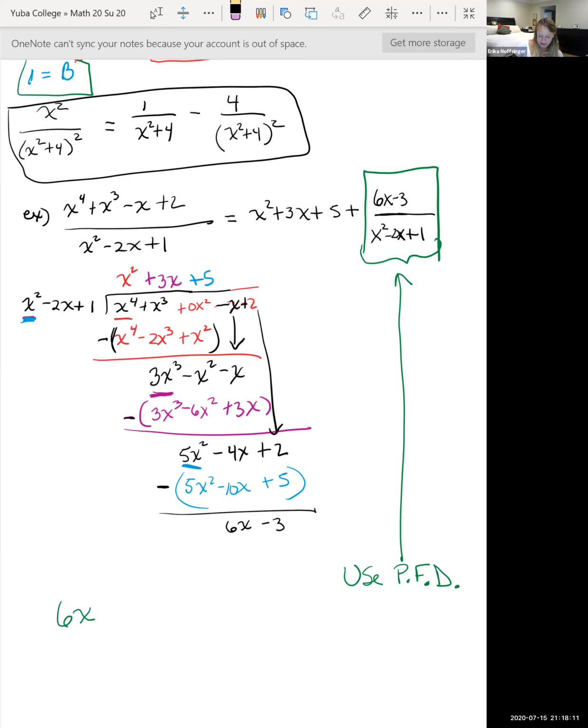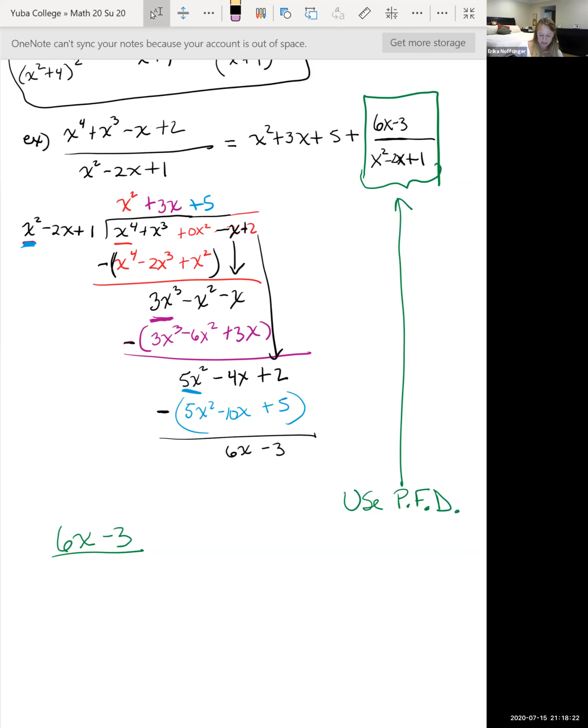So 6x minus 3, we're going to have to factor the denominator. There are two numbers that multiply to positive 1 and add to negative 2. x minus 1 times x minus 1. So we could write this as x minus 1 quantity squared.